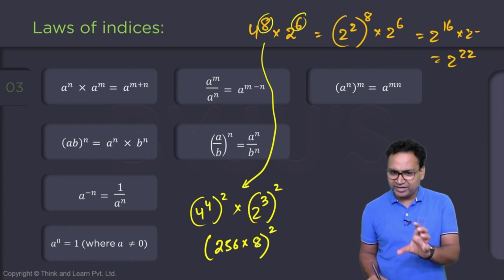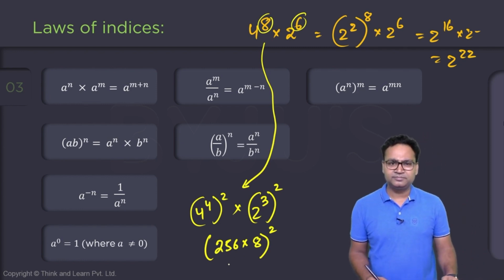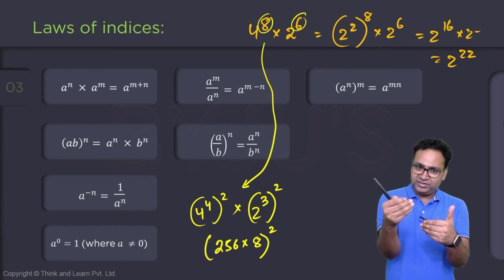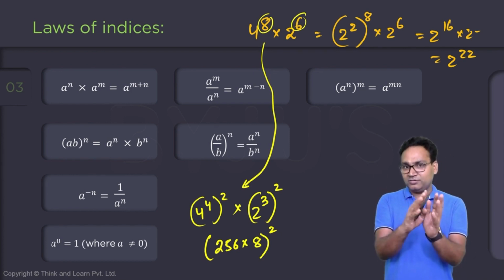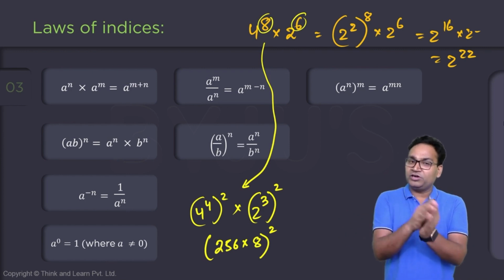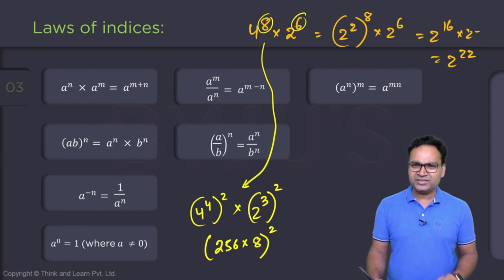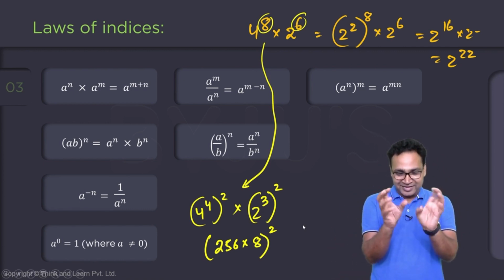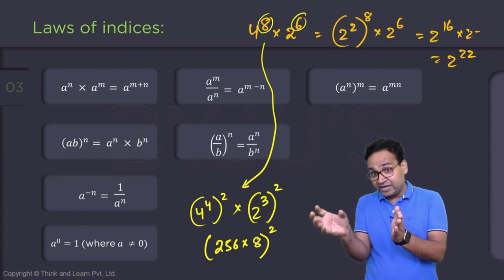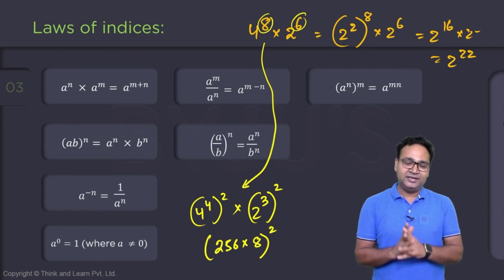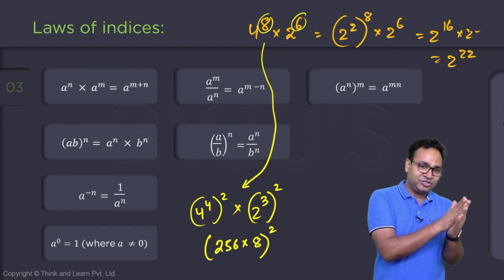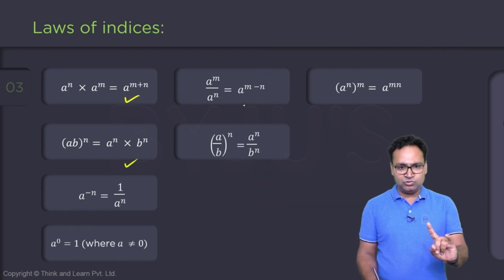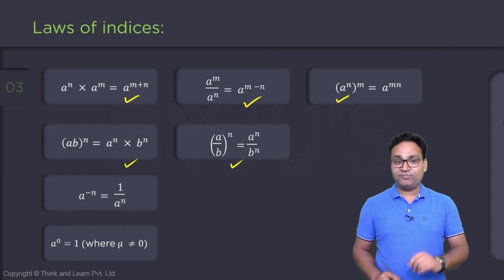So don't you think it is very, very calculative now? That's what I have told you, that based on the requirement, you can decide whether you convert into the same base scenario or you convert in a same power scenario. In this particular question, you yourself understand that converting the calculation into the same base scenario is comparatively easier than converting the calculation into same power scenario, right? So we have done the 1, 2, 3, 4, 5 properties of it.